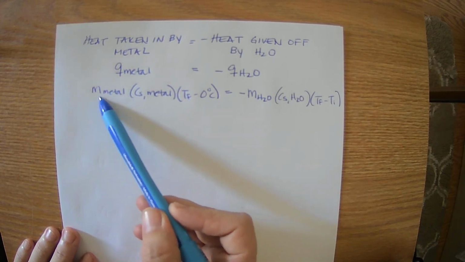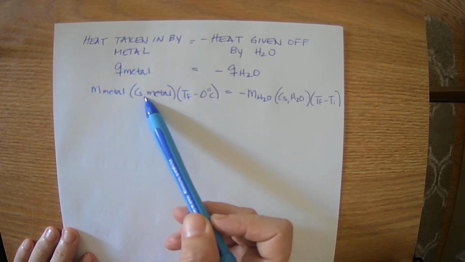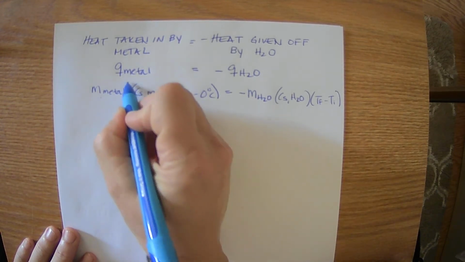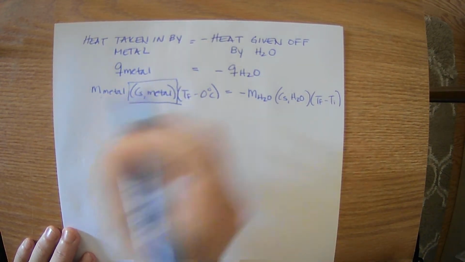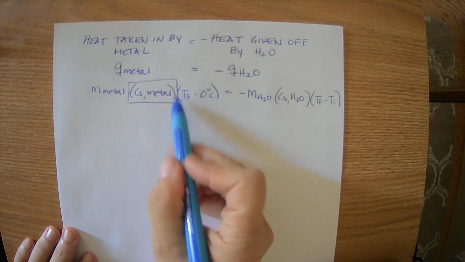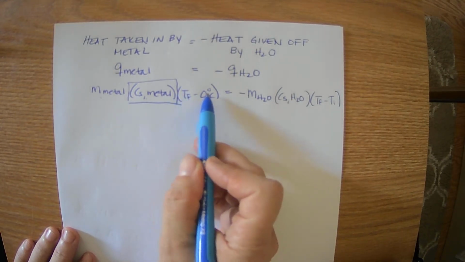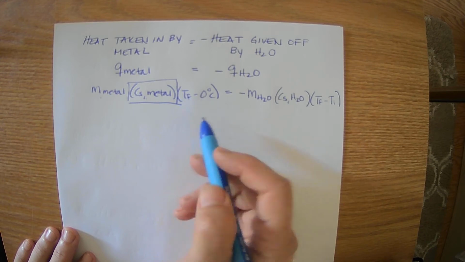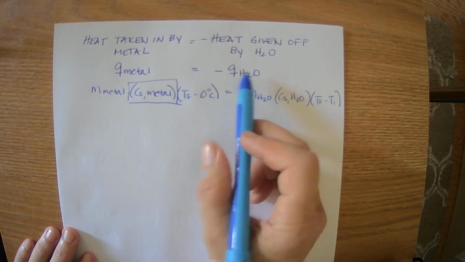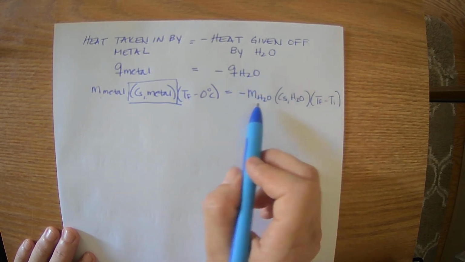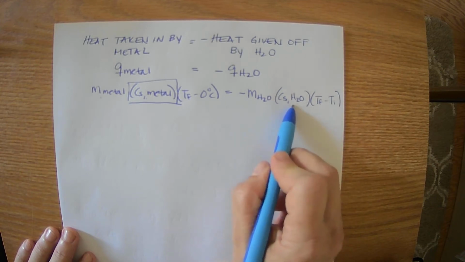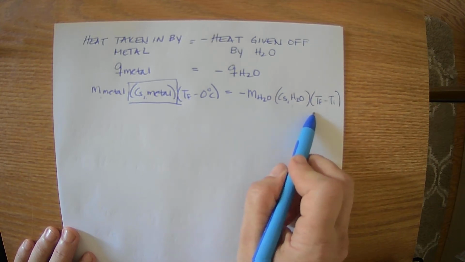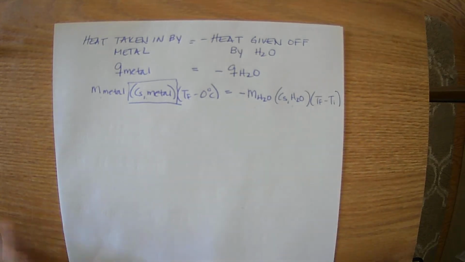So for our Q metal, we're using the mass of the metal times the specific heat of the metal. But this is what we're trying to find, right? The specific heat of the metal. And then the delta T is T final minus 0 degrees C, because we put the coins in the freezer, equals the minus of our heat given off by the water, so that's the mass of water, times the specific heat of water, times the temperature change, T final minus T initial.